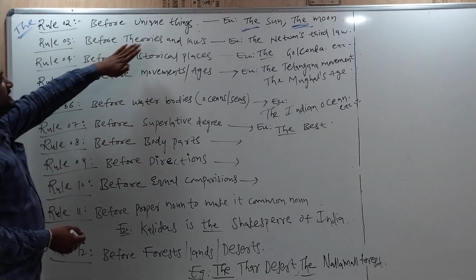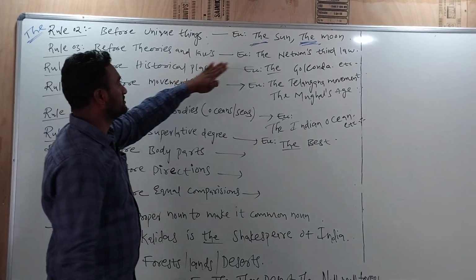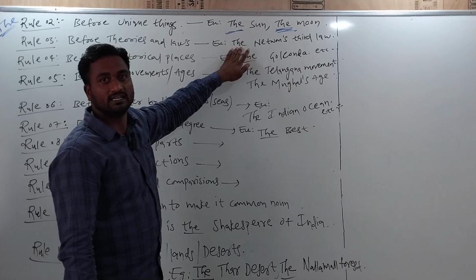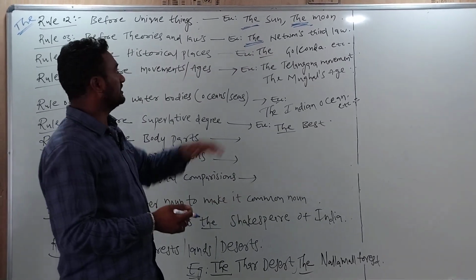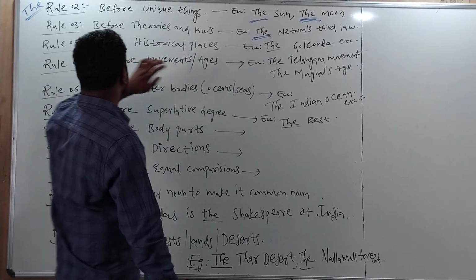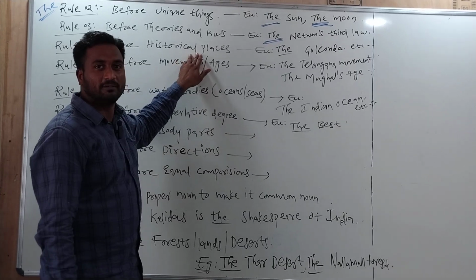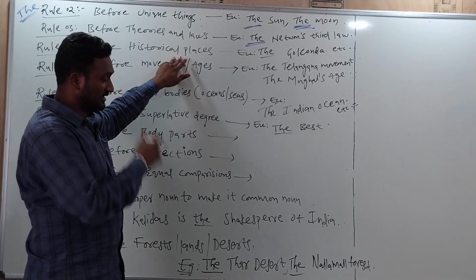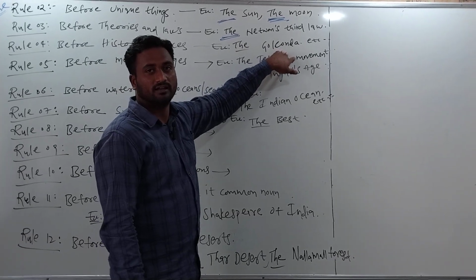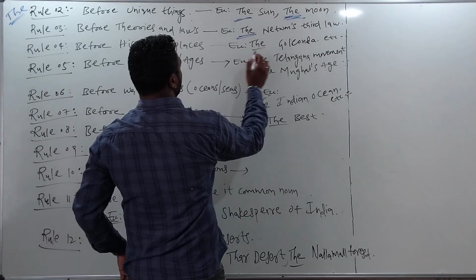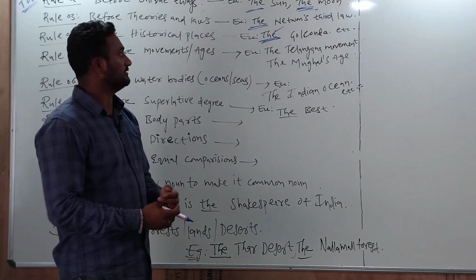And rule 3, before theories and laws. You know theories, any physics theories, laws. We should use only article the there, not article a or an. So the Newton's first law, the Newton's third law. Understood? That is the reason we should use only the. And coming to rule 4, before historical places or monuments. You know historical places, which were written in the history. For example, the Golconda, the Taj Mahal, the Red Fort. So before any historical places, we should use only article the. We should not use article a or an.